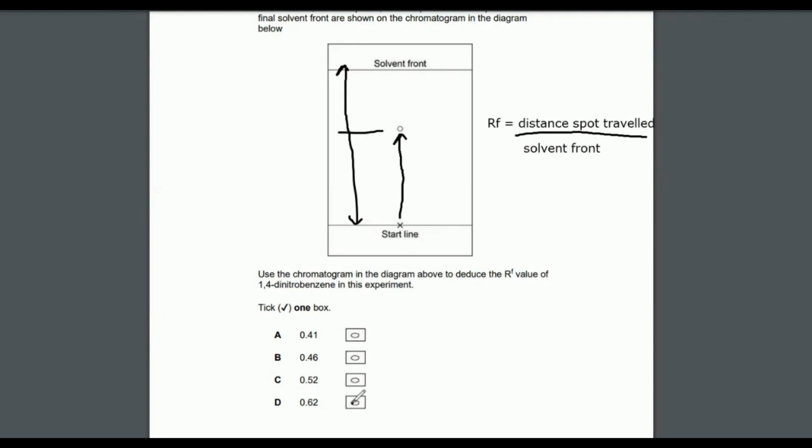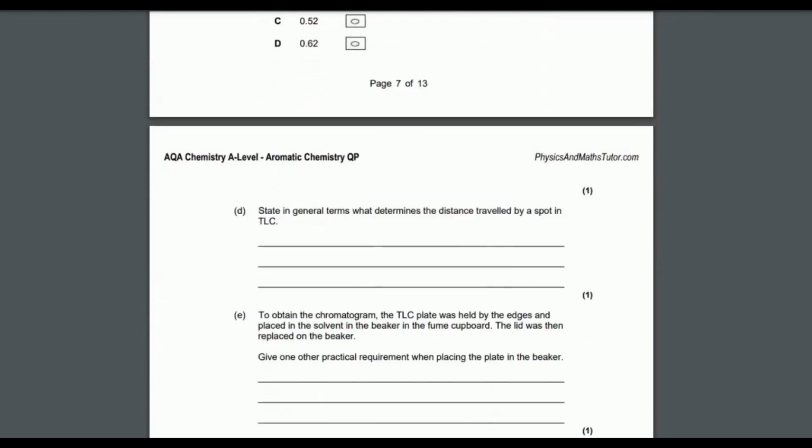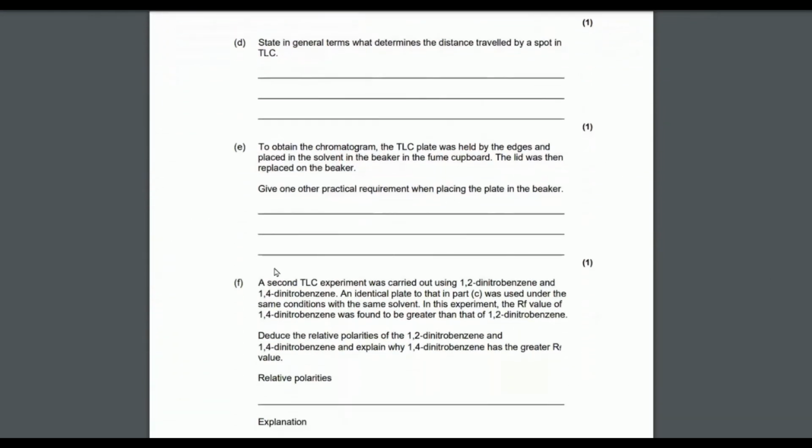So straight away, when you look at this multiple choice, it's not going to be A or B because they're saying it's traveled less than halfway, and C is about halfway. It's gone more than halfway, so the answer has to be D. We don't even have to get our ruler out and carry out the calculation. Okay, let's zing to the next question.